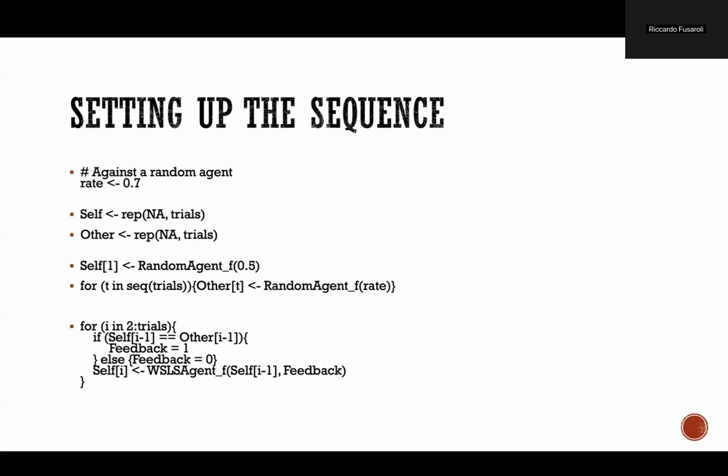And then the choice of self at this time is given by the functions that we've seen, the previous self choice, and the feedback that we just calculated. Does it make sense? Is it too simple? Is it useful? Good.